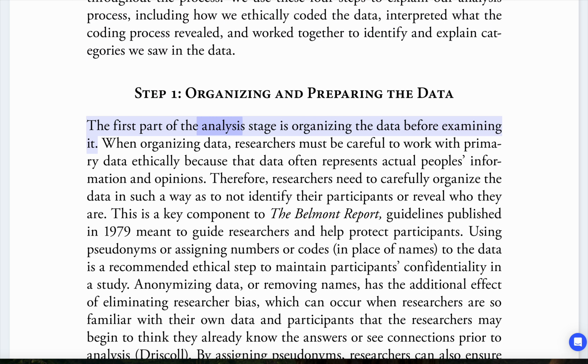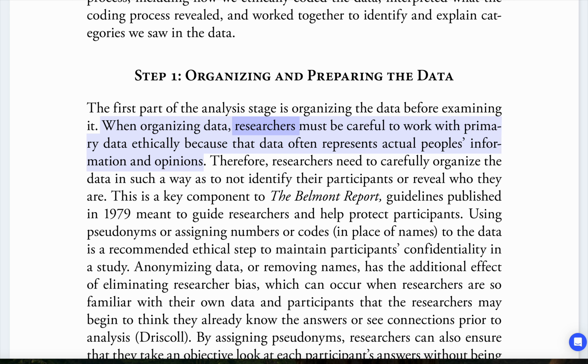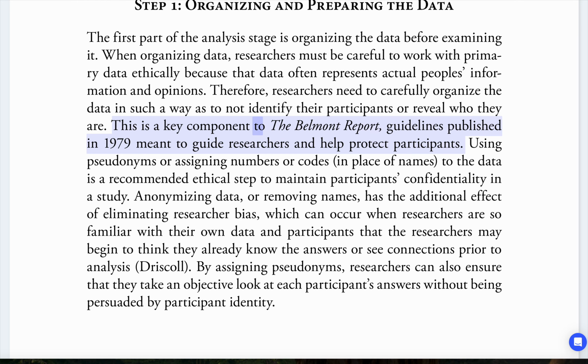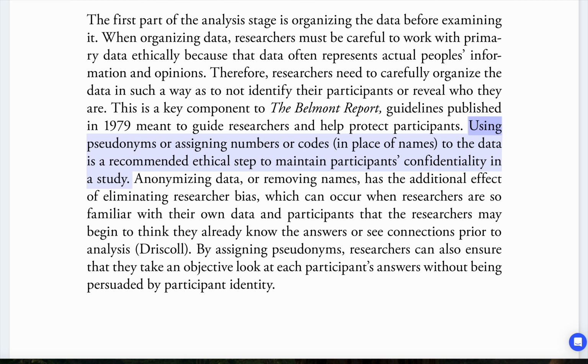The first part of the analysis stage is organizing the data before examining it. When organizing data, researchers must be careful to work with primary data ethically because that data often represents actual people's information and opinions. Therefore, researchers need to carefully organize the data in such a way as to not identify their participants or reveal who they are. This is a key component to the Belmont Report, guidelines published in 1979 meant to guide researchers and help protect participants. Using pseudonyms or assigning numbers or codes in place of names to the data is a recommended ethical step to maintain participants' confidentiality in a study.